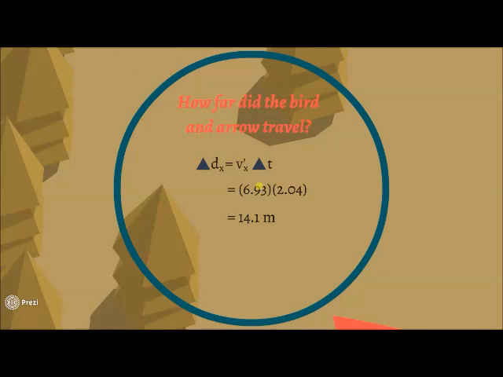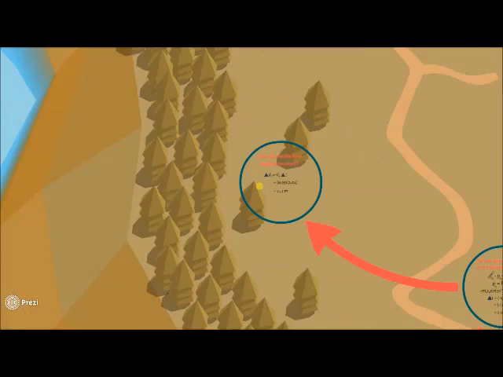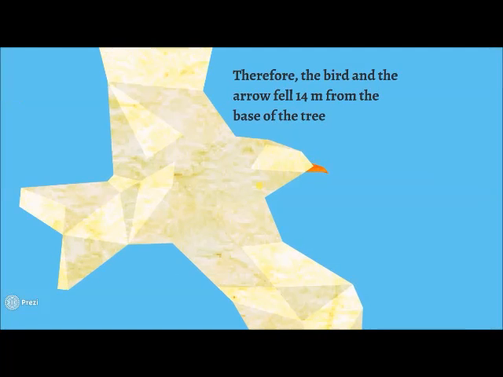How far did the bird and arrow travel? As the arrow falls, its horizontal speed stays the same because there are no horizontal forces acting on it. So, we can use the formula delta x is equal to v prime x times delta t. Sub in known values, and this gives you a horizontal distance of 14.1 meters traveled. Therefore, the bird and the arrow fell 14 meters from the base of the tree.